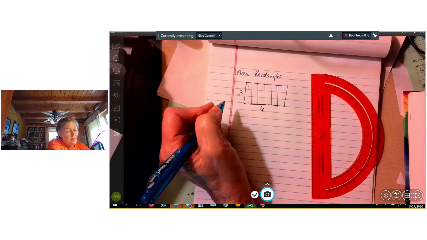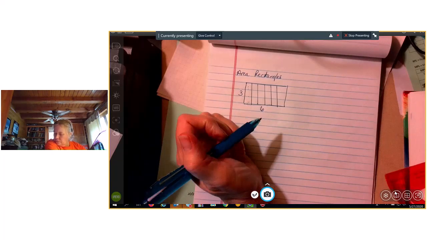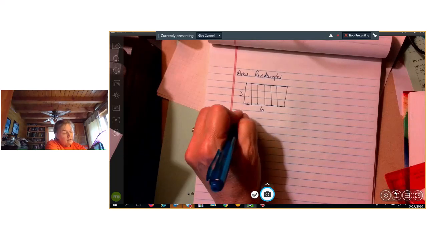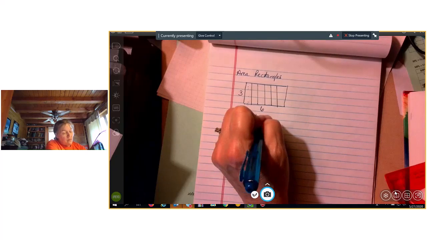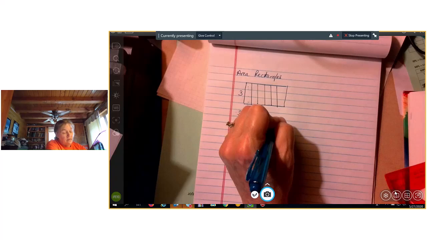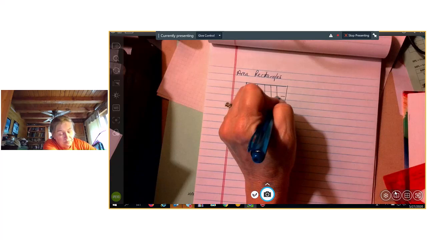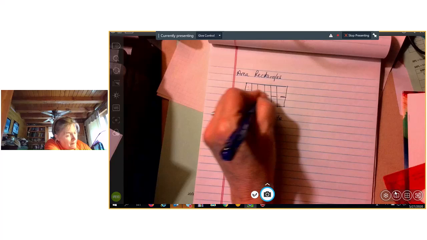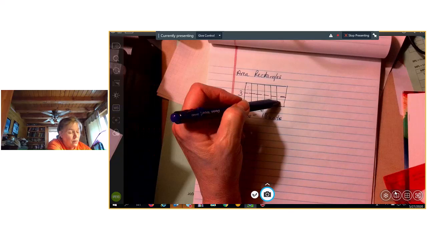I have 3. So the area of my rectangle is going to be 6 times 3, which is going to be 18. So the area of the rectangle is 18 units. So what if I cut this in half? So if I cut this in half, then I've got 1 and then a half of another one.